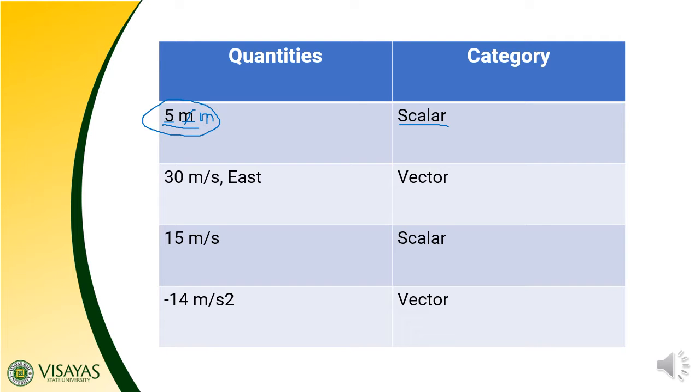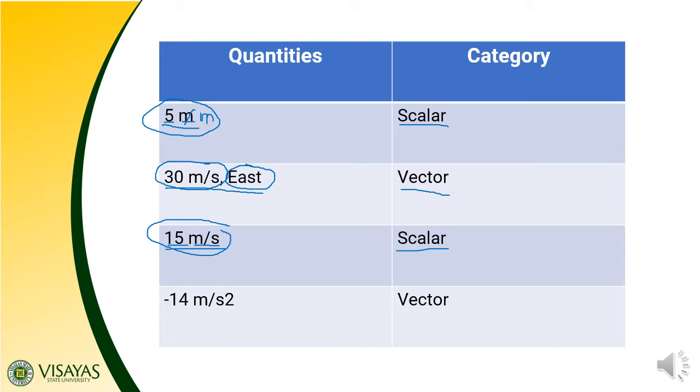How about the second one? 30 meters per second east is a vector quantity because a vector quantity is focused on both magnitude and direction. So the magnitude or numerical value is 30 meters per second, having this unit meters per second, and a direction which is the east. So it is a vector quantity. The third one, we have 15 meters per second. Its category is scalar because it has a number and it has a unit. It is a numerical value, so it is a scalar quantity.